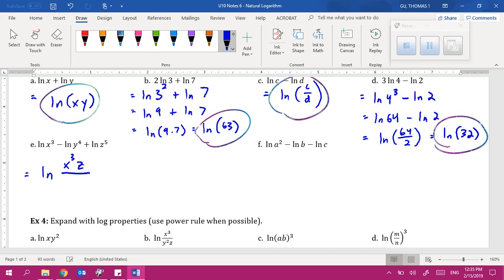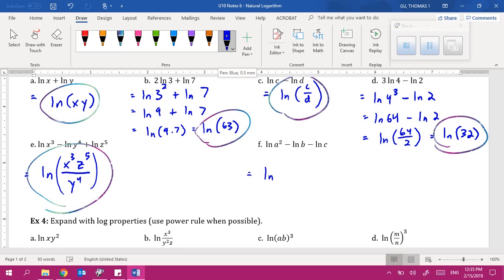Z to the 5th. Why z to the 5th? Because it's plus, it's adding. And what's going to be on the bottom then? Y to the 4th. Why is that? Because it's subtracting. That's it. Simple. Don't overthink it. Anything that's adding goes on top, anything that's subtracting goes on bottom. So F. How would I do F then?